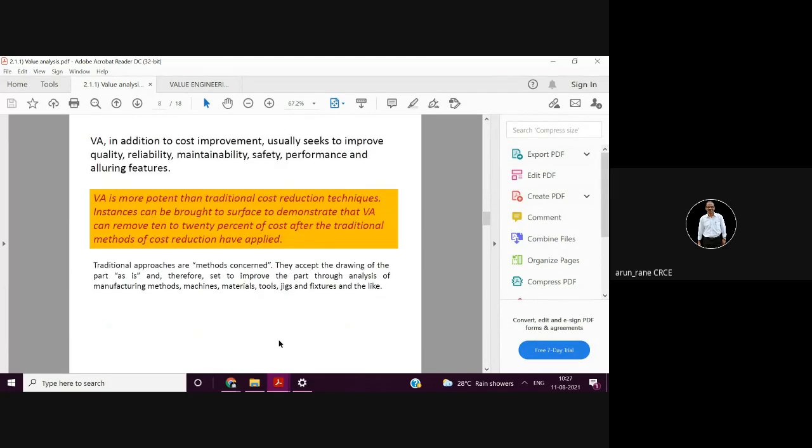So value analysis is more potent than traditional cost reduction techniques. Here, see, I will read for you. Instances can be brought to the surface. To the surface means you have to highlight the problems to demonstrate that value analysis can remove 10 to 20% of cost. That is, there is always a scope for reducing the cost.